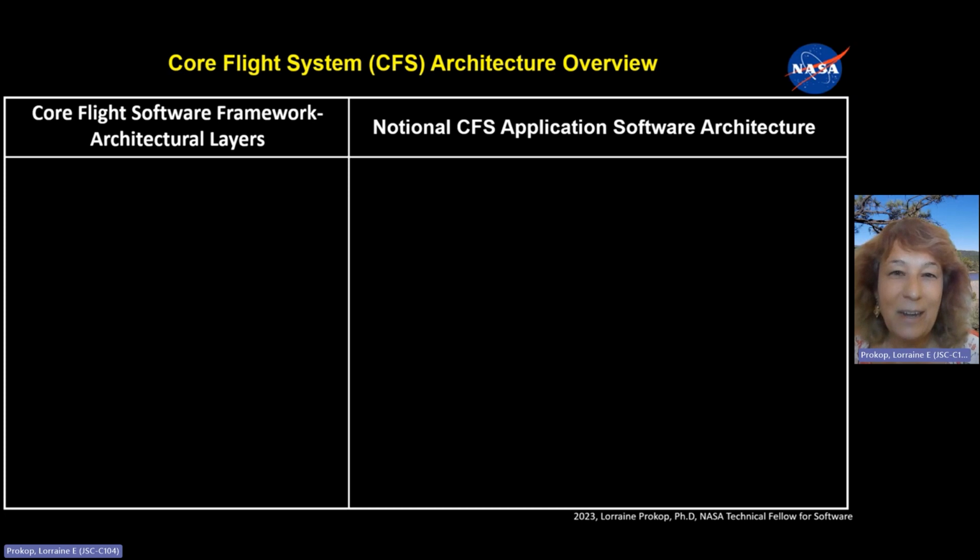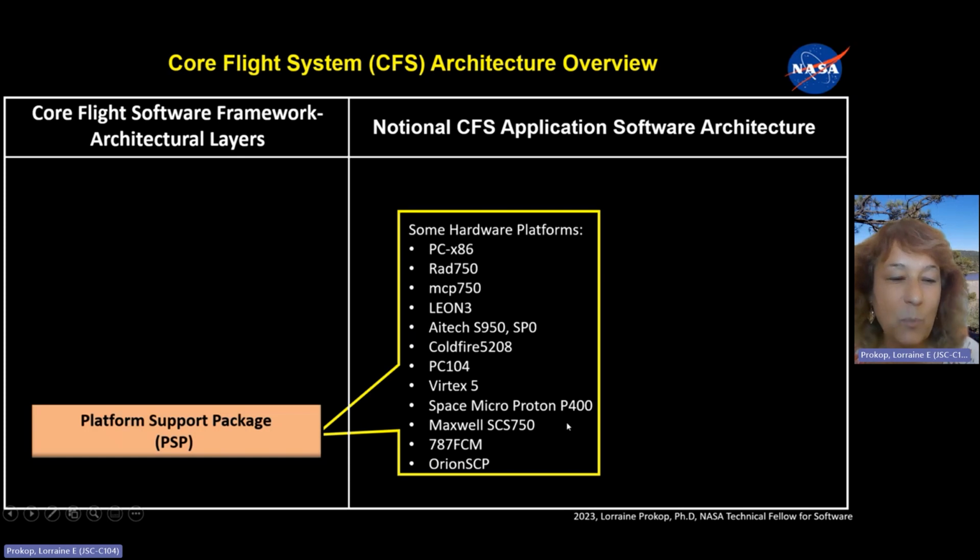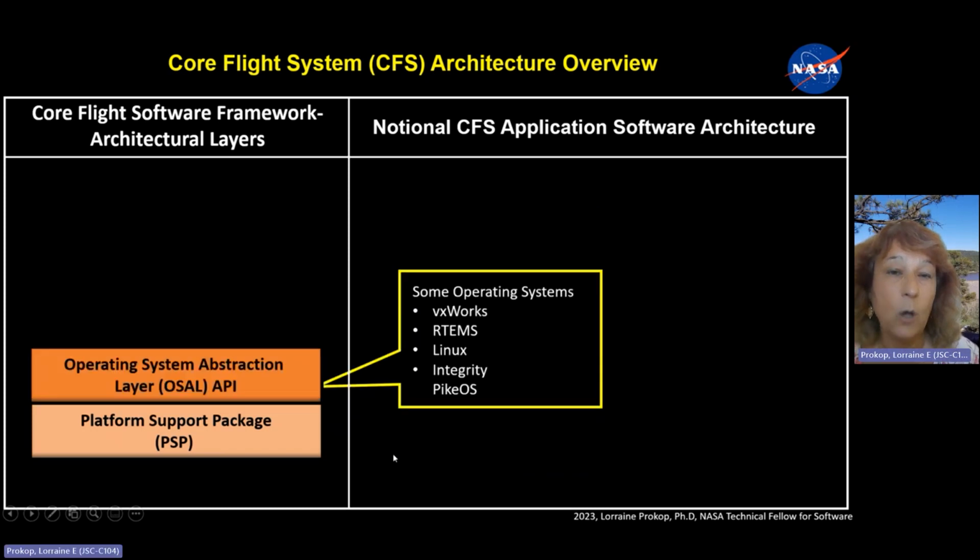So let's get into the architecture. I'd like to go through it all on this one slide. So let's start at the bottom with the platform support package, the PSP. This is an API layer that allows apps above it to run on multiple hardware platforms without changing the code. So if you run on a different platform, you basically swap out this layer, and there's a list of some common PSPs listed here.